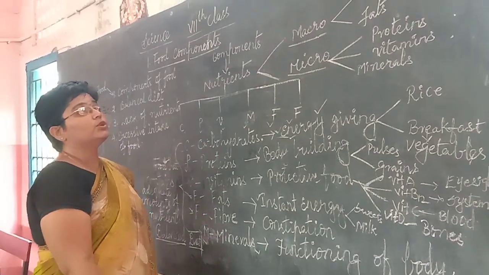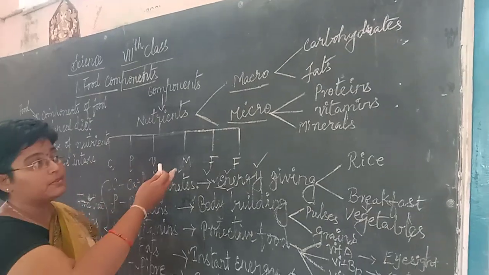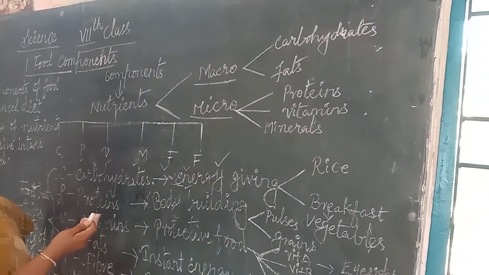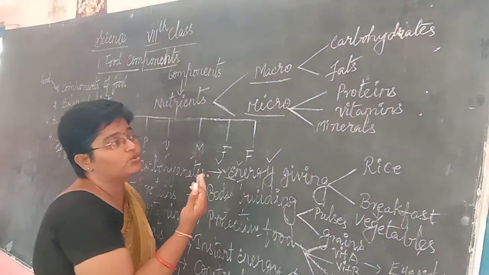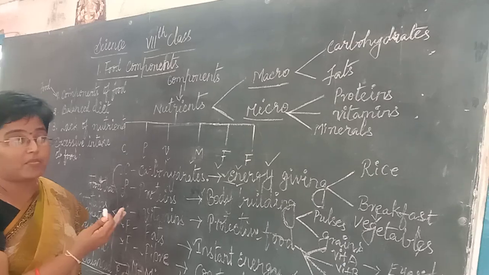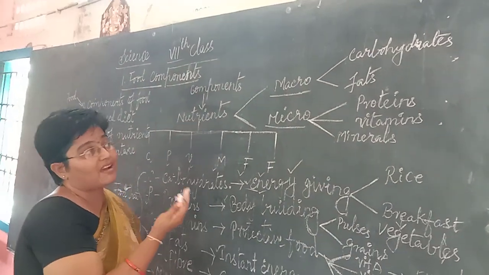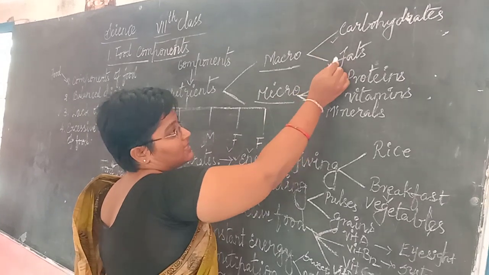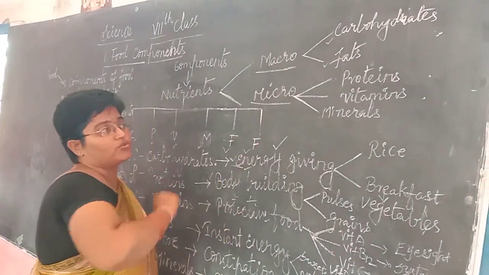So again, nutrients are divided into two types, which are macronutrients and micronutrients. What are macronutrients? The nutrients which our body requires in more amounts are said to be macronutrients. What are those? Carbohydrates and fats. Then what about micronutrients?